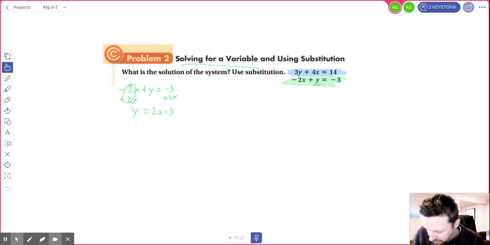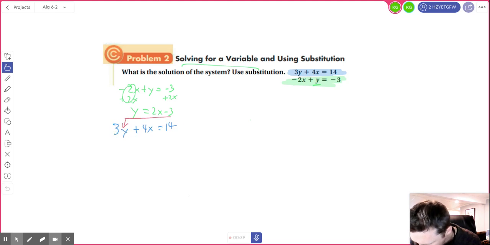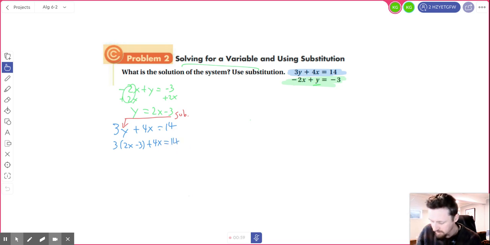Now I know what y is, so I can use that to substitute into the blue equation. The blue equation is 3y plus 4x equals 14, and I'm going to substitute what I know y equals, which is 2x minus 3, for y. So 3 times 2x minus 3 plus 4x equals 14. Now I have an equation with just x's, so I'm going to solve for x.